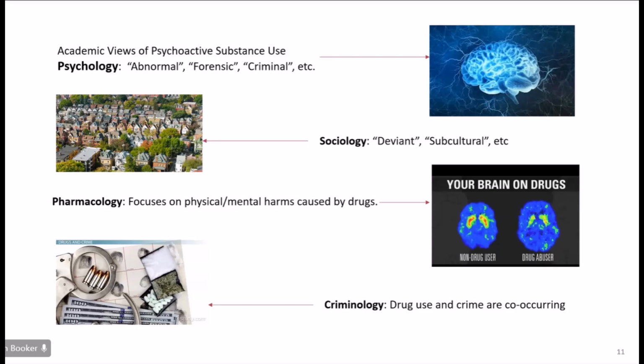A bit about academic views of psychoactive substance use. Psychologists see it as abnormal, forensic, or criminal, for example. Sociologists see it as deviant or a subculture. Pharmacologists focus on physical and mental harms caused by drugs. And criminology sees drug use and crime as co-occurring.